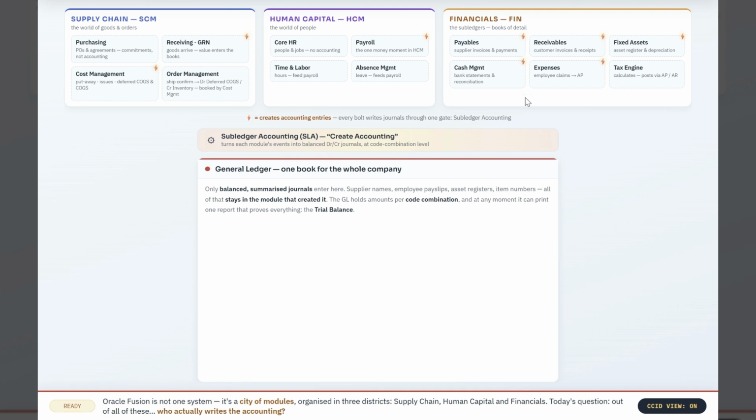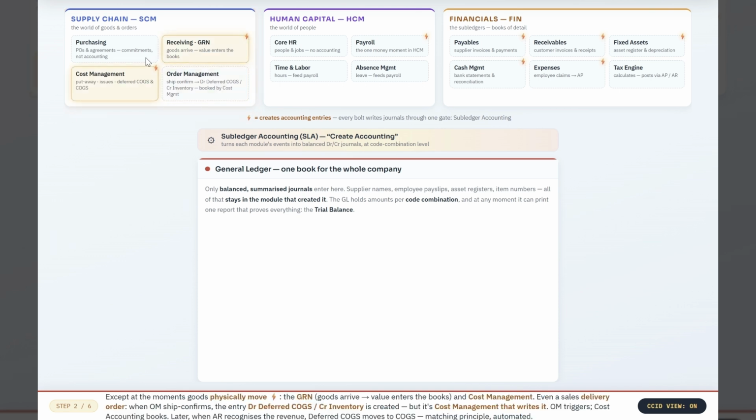Start with supply chain. Purchasing raises purchase orders, order management takes sales orders, very busy modules. But remember this: a purchase order is only a promise, no debit, no credit. Most of SCM records operations, not accounting, except when goods physically move. The moment material arrives and you make a GRN, a goods receipt, value enters the books. And cost management handles inventory valuation, issues, and cost of goods sold. These modules carry the lightning bolt. They create real accounting entries.